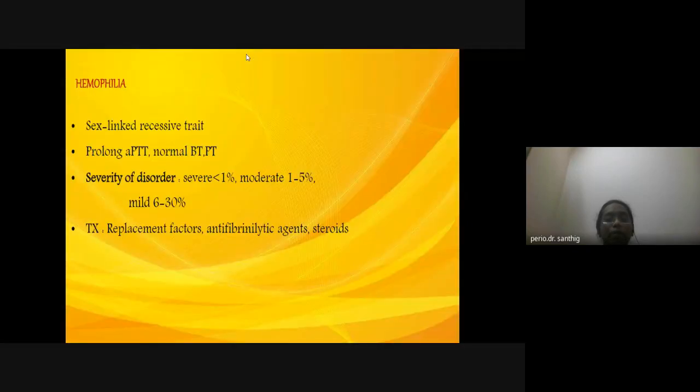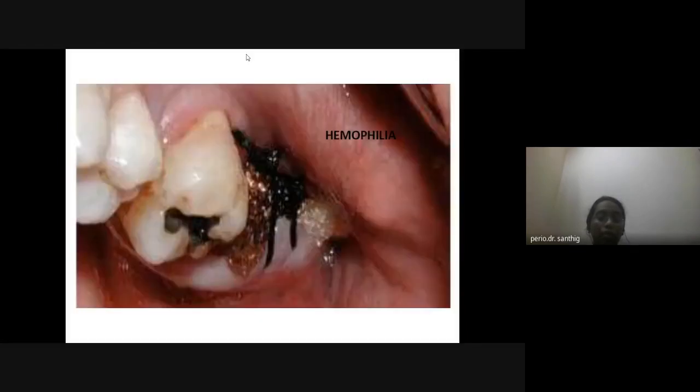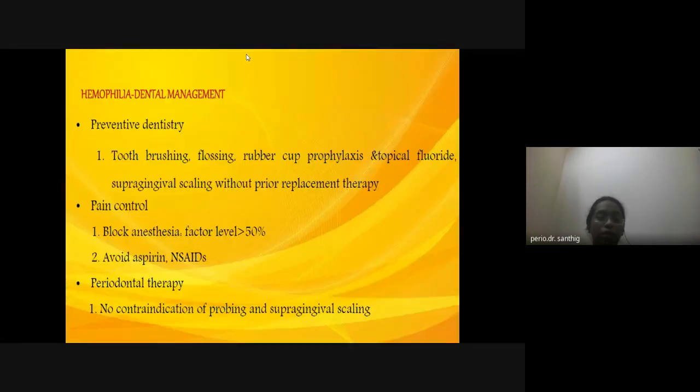This is the condition of von Willebrand disease. Next is hemophilia, a sex-linked recessive trait. Here there will be prolonged APTT, but normal bleeding time and prothrombin time. Severity of the disorder: severe is less than 1%, moderate is 1 to 5%, mild is 6 to 30%. Treatment will be replacement factors, so we try to replace that by giving the replacement factors, antifibrinolytic agents and steroids. This is the hemophilia condition.